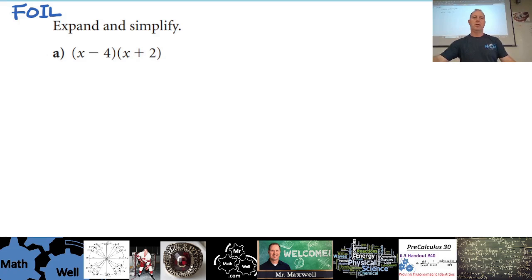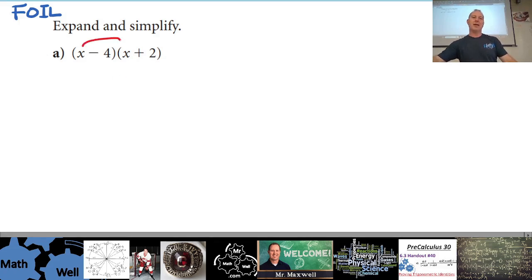Cool. All right, so first terms, x times x. What does that give us? X squared. Very good, x squared. Outside terms, so that's x times positive 2. What do we get when we multiply those together? 2x. Now that's a positive 2x, so I will write the positive 2x.